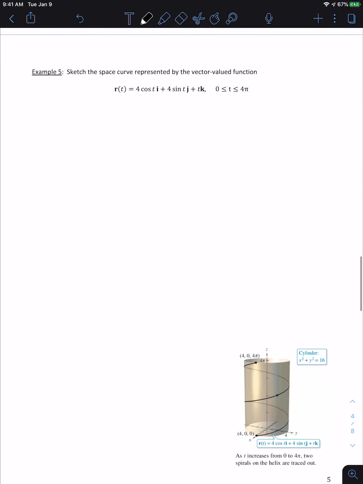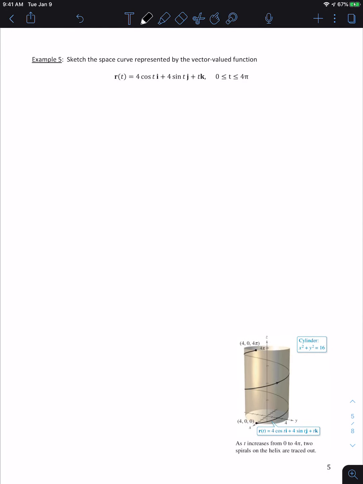So how about in the 3D case? Sketch the space curve. Again, the idea is we're using this vector valued function to draw a curve represented by r of t equals 4 cosine t i plus 4 sine of t j plus t k.